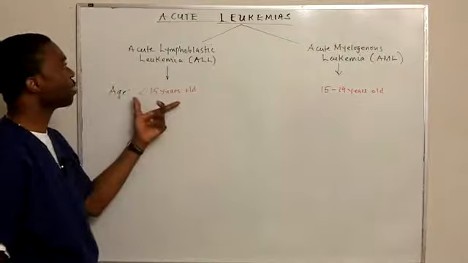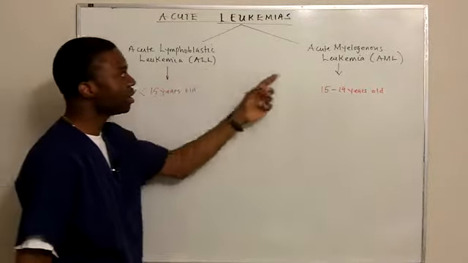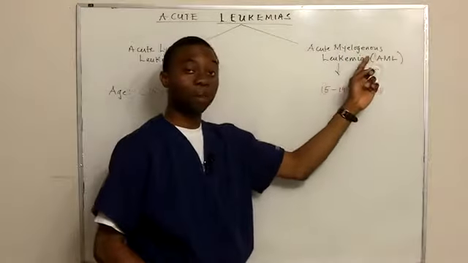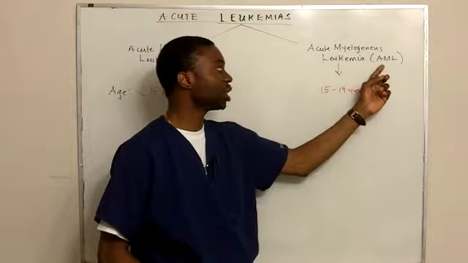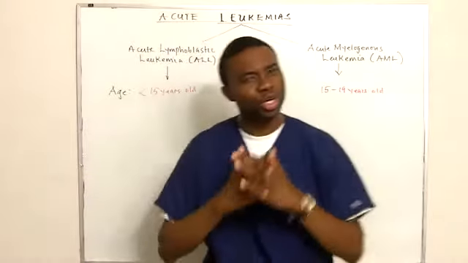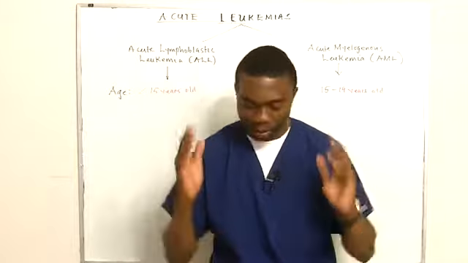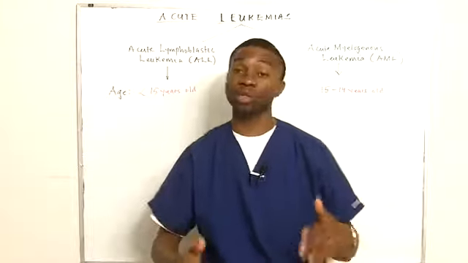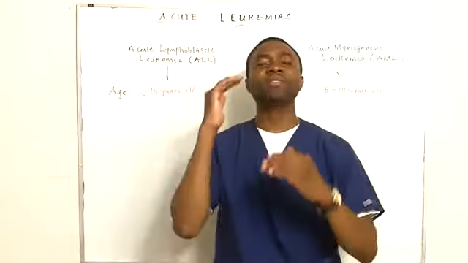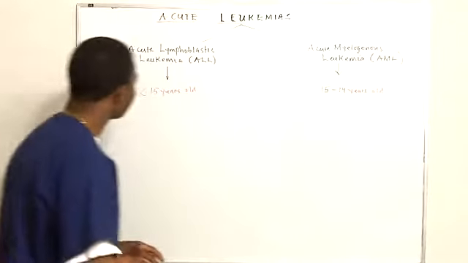Acute leukemias can be broken down into acute lymphoblastic leukemia, known as ALL, and acute myelogenous or myelocytic leukemia, known as AML. Now, the most important thing you need to know about these leukemias is age. If you memorize the age, you will be fine, because you're not a hematologist. So I'm going to give you the most important points you need to understand.